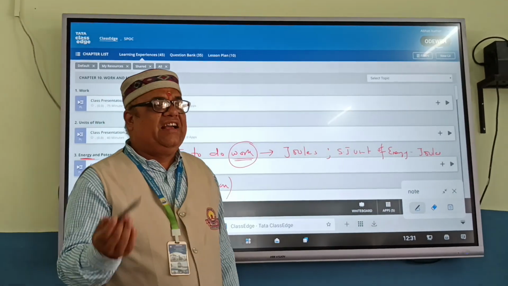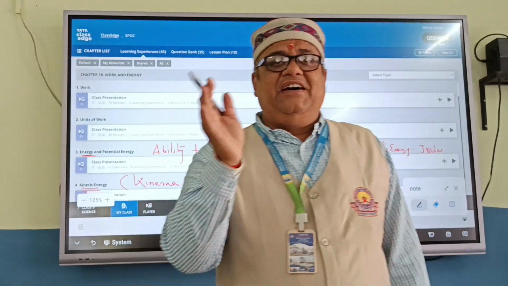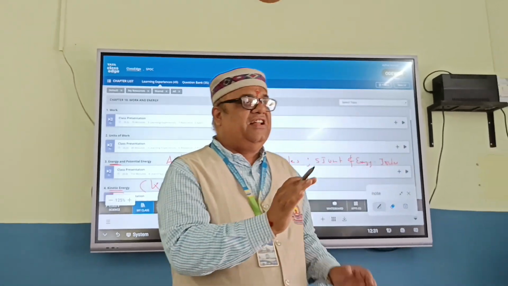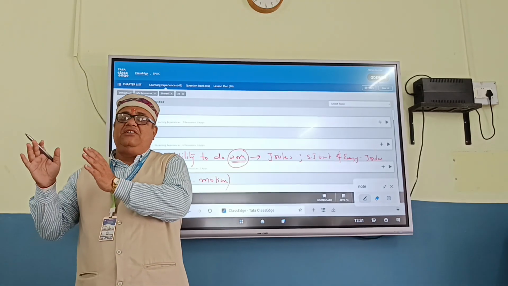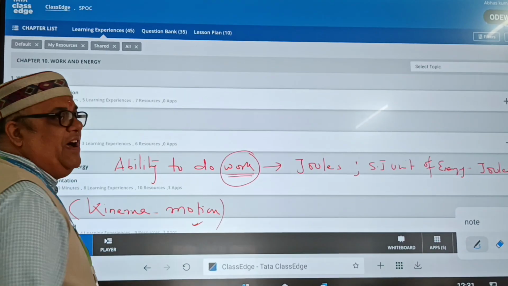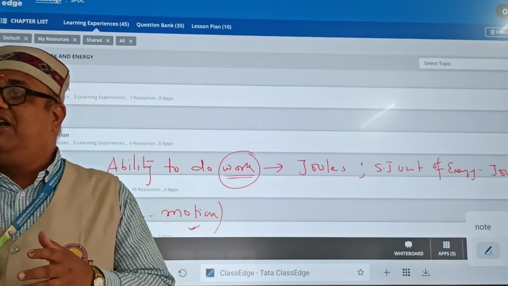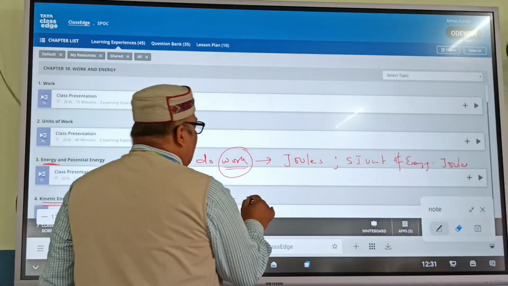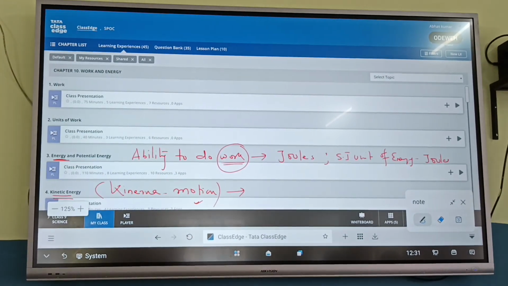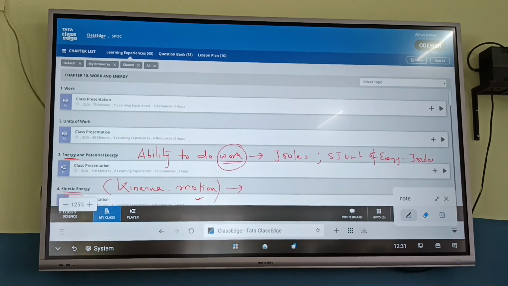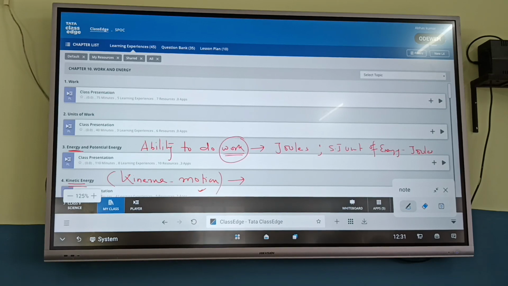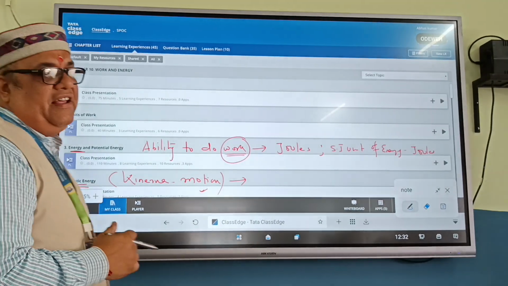So how will you define kinetic energy? The energy stored in an object by virtue of its motion is called kinetic energy. For example, a running man is having kinetic energy, right?